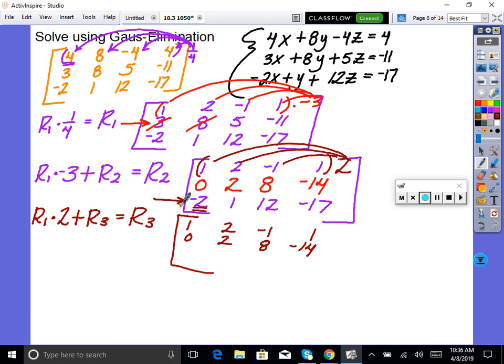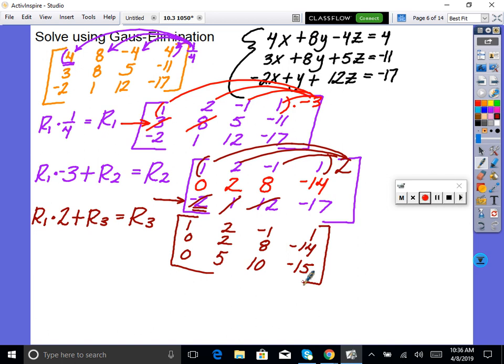I'm going to take row 1, times it by 2, distribute, distribute, distribute, and then I'm adding it to row 3. So we have 2 times 1, which is 2. 2 plus negative 2 is 0, so cross that out. Then 2 times 2 is 4. 4 plus 1 is 5. 2 times negative 2 is negative 4. Plus 12 is 8. And then 2 times 2 is 4. 4 minus 17 is negative 13. So now you'd check. I got 1, 0, 0.